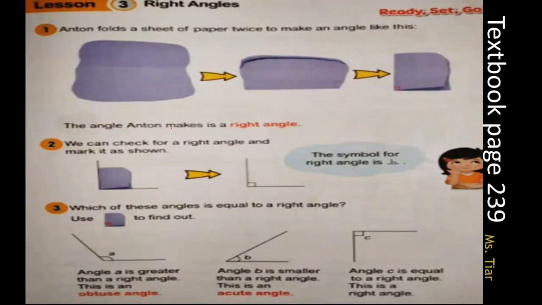So guys, Anton folds a sheet of paper twice to make an angle like this. Look at the side. This is the angle. And then the angle is a right angle. How do we know it is a right angle? First of all, we can check for a right angle is shown. So the symbol is this one. This is the symbol of a right angle.